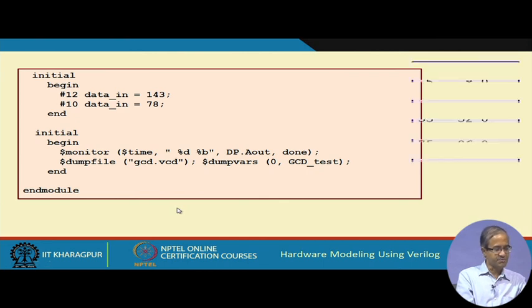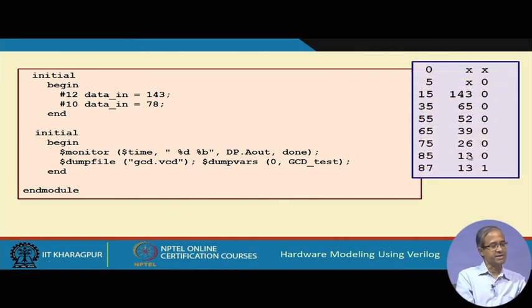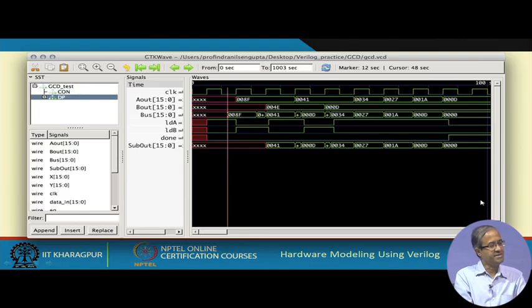So, if you just simulate this, the result comes like this. The three things that are printed are time, the value of A, output of A, and done. So, A changes and finally, it stops at 13, which is the final result, when done also becomes 1, right. And a simulation snapshot is also shown here.